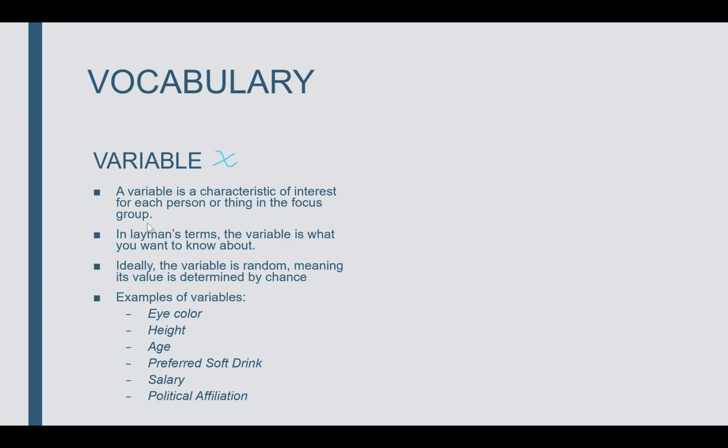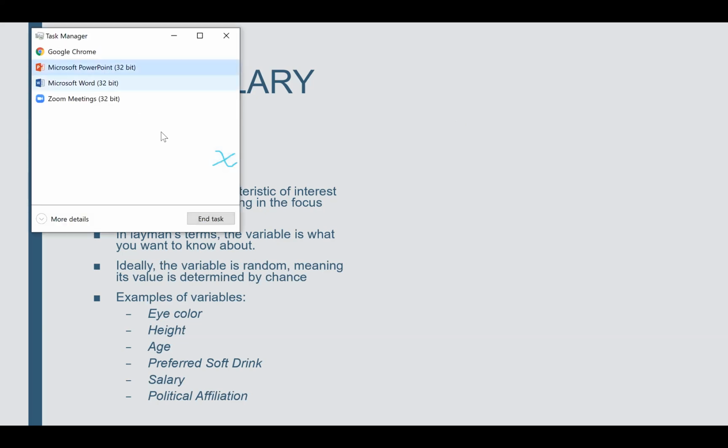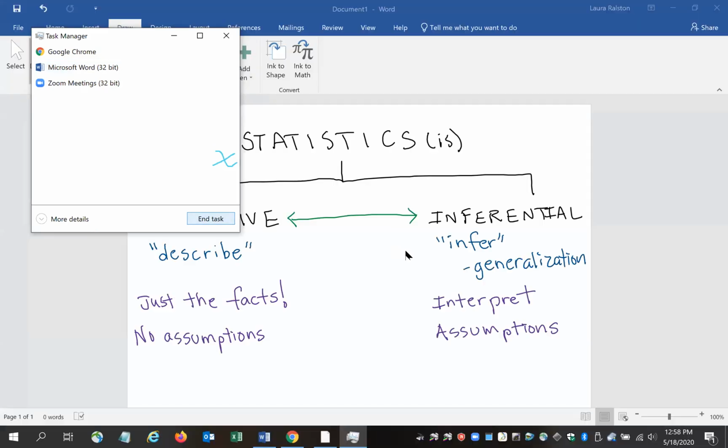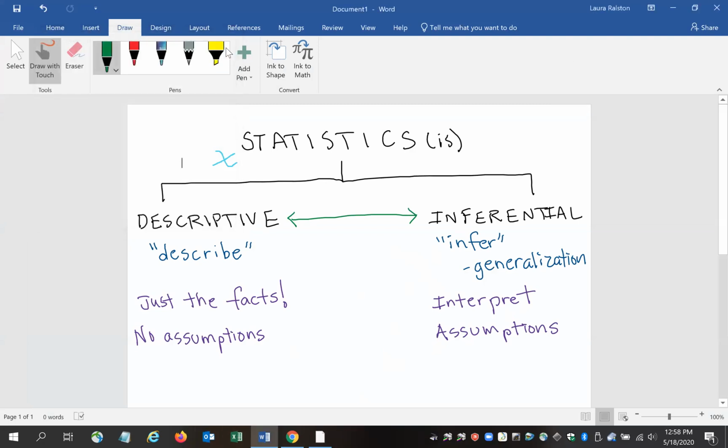Well, why won't it let me? Hold on just a minute, guys. It's locked up on me. Okay. Let me open it back up again. It does this occasionally.